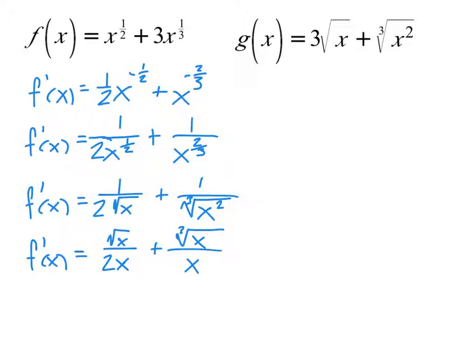All right, now for the second one, if you haven't yet written down g of x, write it down now. We're going to walk through that one together. So the first thing I want to do in terms of figuring out this derivative is take those radicals and write them as fractional exponents, so that this problem looks a lot more like f of x, which means that I'm going to have 3 times x to the 1/2 plus x to the 2/3.